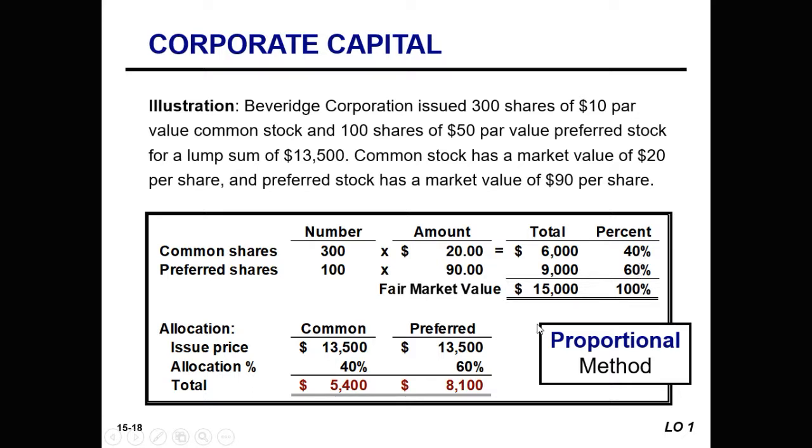We apply the appropriate percentages to the $13,500 to ascertain that common stock represents $5,400 of this lump sum payment, and preferred stock represents $8,100.